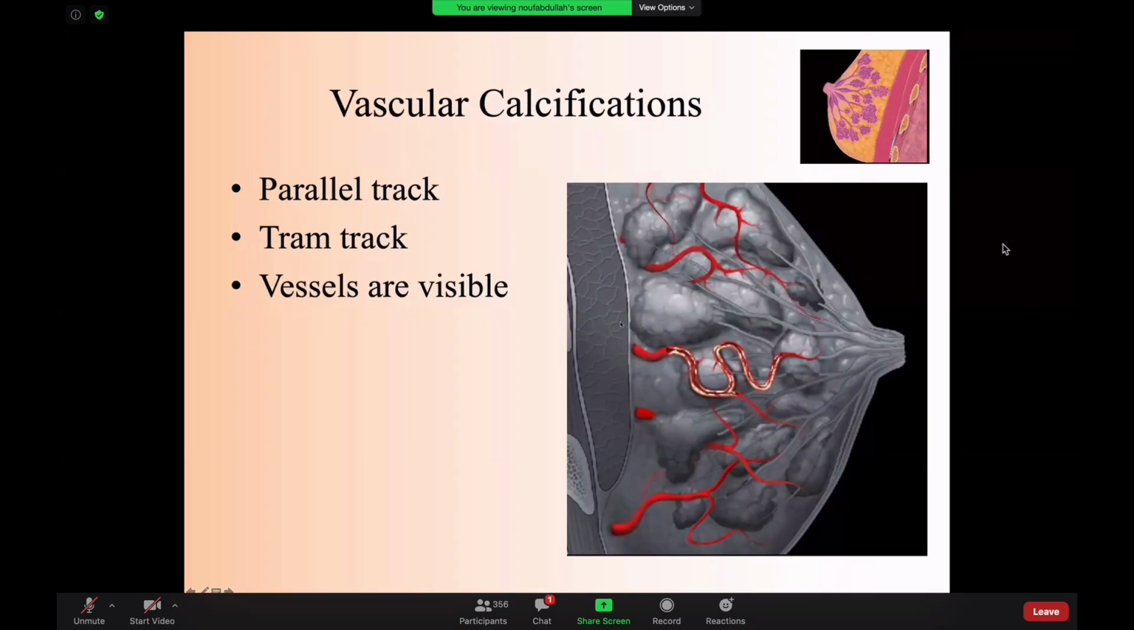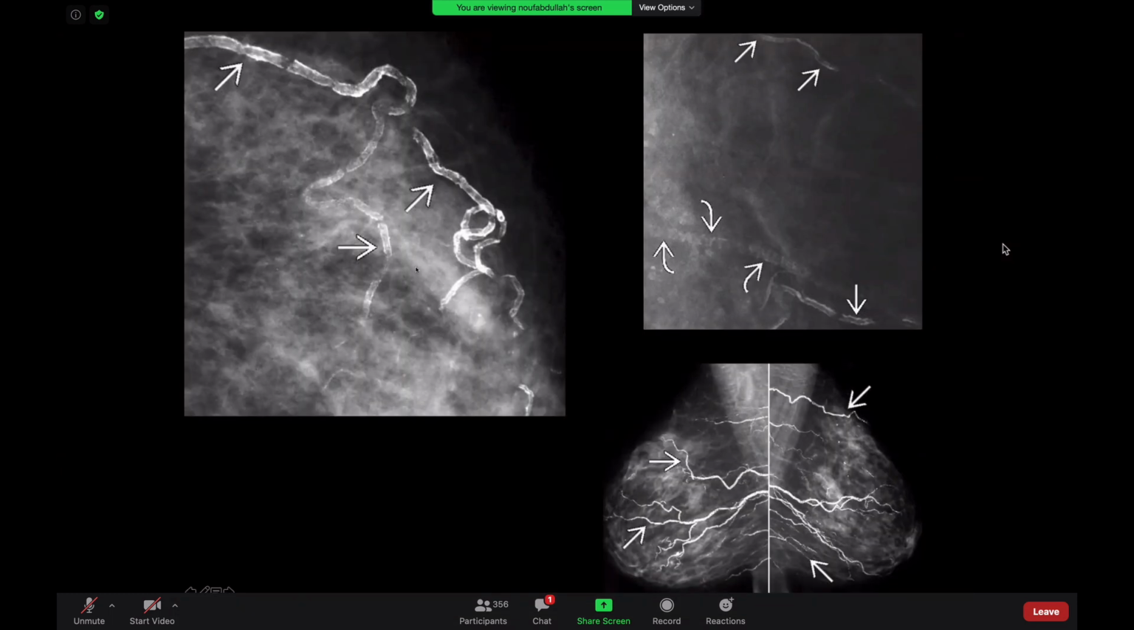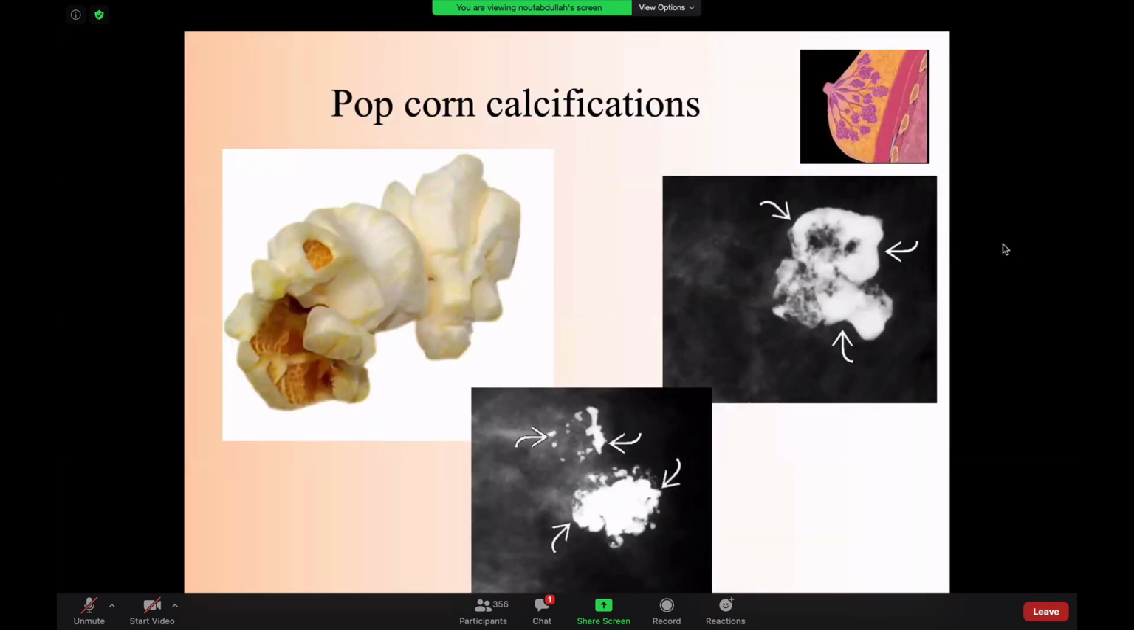Vascular calcification, the typical description is a parallel or tram-track appearance, and this is how it looks. These are benign BI-RADS 2 calcifications. Popcorn, it looks like a popcorn. Usually it is related to a calcified hyalinized fibroadenoma, and this is how it looks. Keep in mind, guys, though, that there are coarse heterogeneous calcifications that sometimes look similar to this. When you have coarse heterogeneous, it doesn't have the typical appearance of popcorn. You have to be careful, because sometimes high-grade ductal carcinoma in situ can present like that.